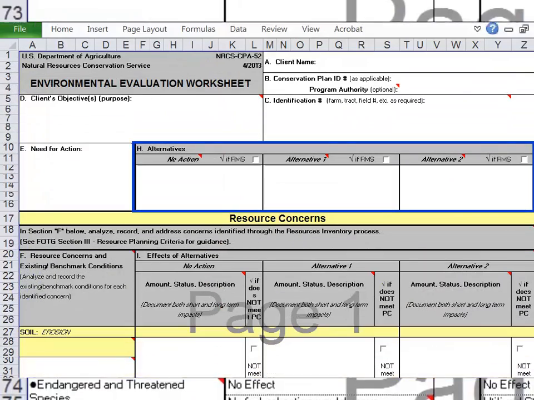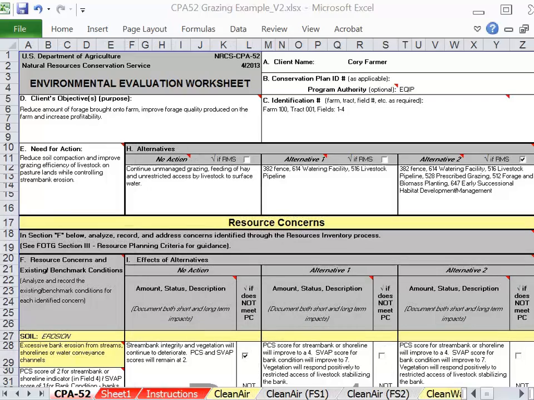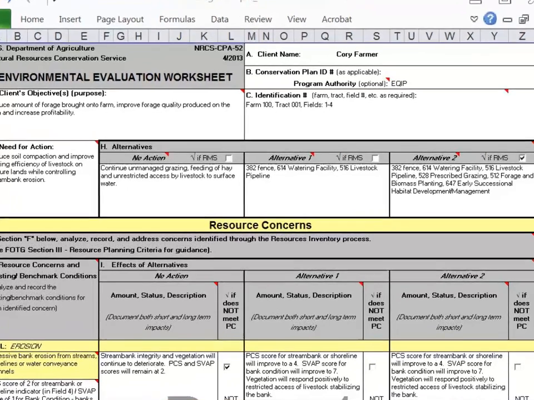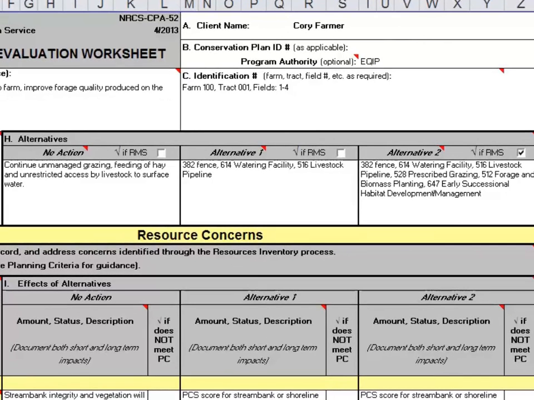Back up toward the top of the form in section H, Alternatives, the alternatives, including the no action alternative, were recorded. The formulated alternatives attempted to address most, if not all, resource concerns and human considerations. If you recall, Mr. Farmer had a limited amount of time, and this factor was considered when formulating alternatives. The check mark next to Alternative 2 indicates that this alternative meets the state criteria for a resource management system.